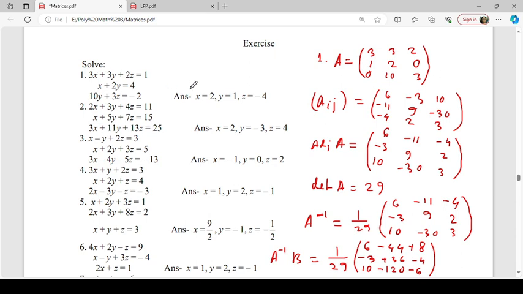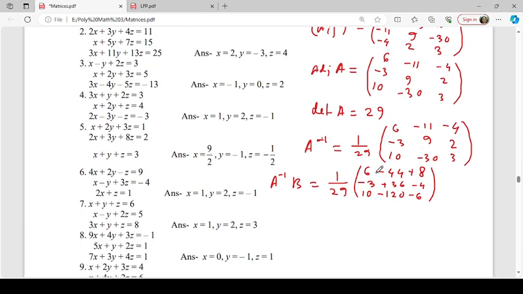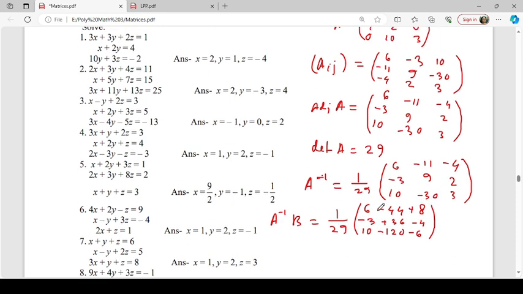So 2 into 3, it is 6. Then 3 into 1, it is 3. 9 minus 8, it is 1. It should be this one. So it should be equal to, I think, 58. So somewhere it is wrong, I think.